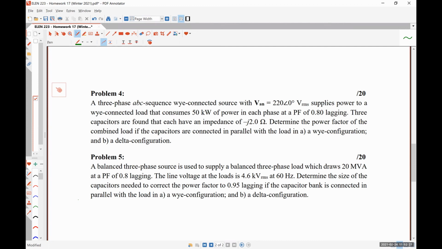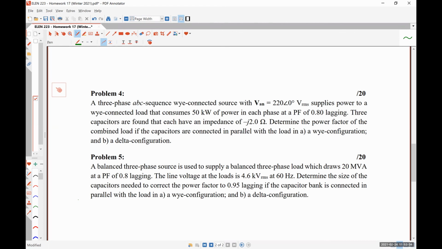We're told to do it if the bank is in a Y configuration and a delta configuration. Here, to me, doing it in Y is probably the easiest because we already have a Y-connected source and I believe a Y-connected load. And then from that, calculate the delta-connected capacitance. The Y should be 3 times larger than the delta, so dividing it by 3.